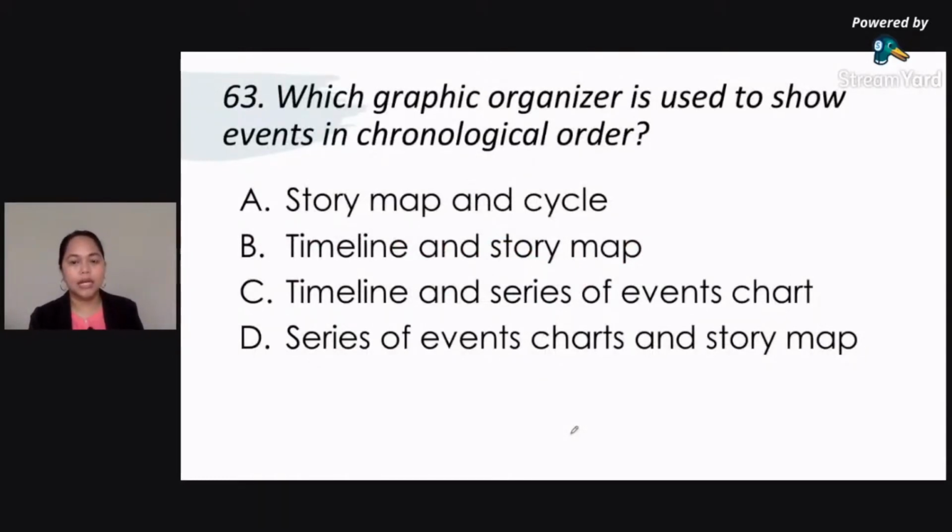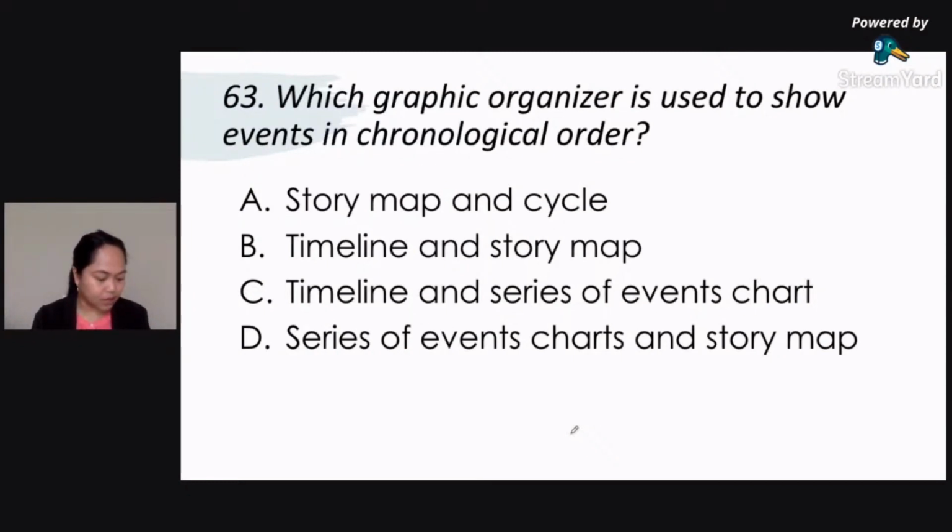63, which graphic organizer is used to show events in chronological order? Is it letter A, story map and cycle? Letter B, timeline and story map? Letter C, timeline and series of events chart? Letter D, series of events charts and story map?